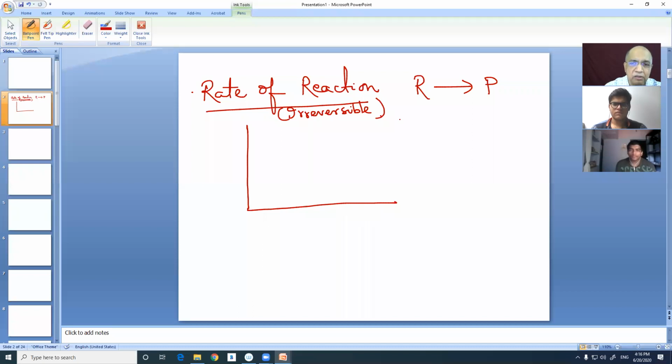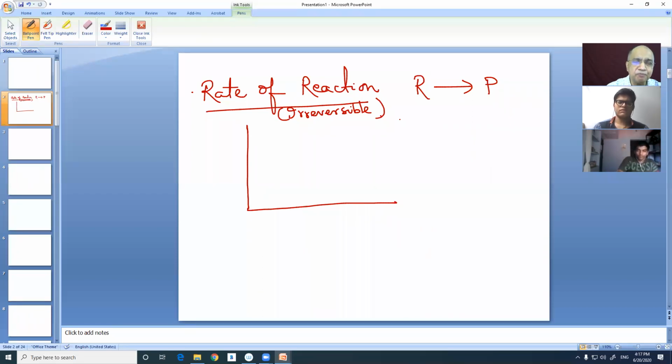to monitor how the reaction is proceeding from the very start. Obviously, the rate of reaction will decrease. We are talking of the forward reaction only, therefore I told it is irreversible. So the rate continuously decreases. That we already know from the law of mass action. The rate is directly proportional to the concentration of the reactants, raised to the power equal to their stoichiometric coefficients.